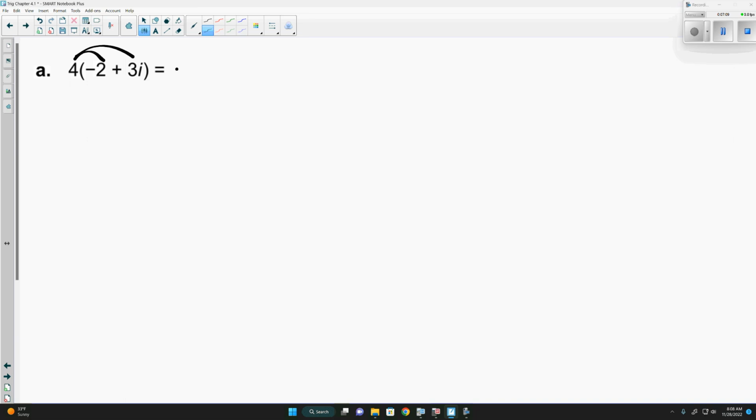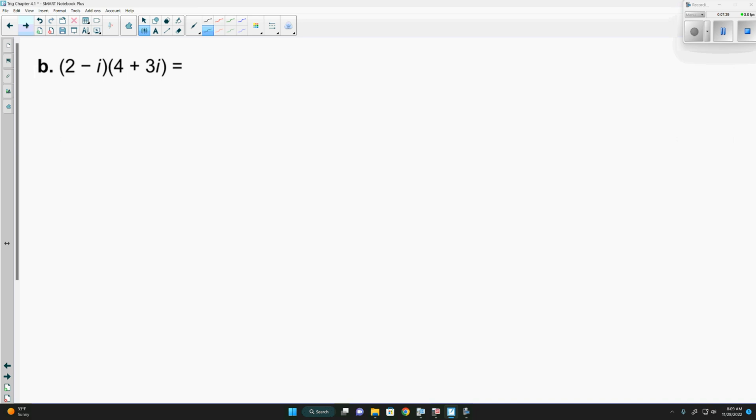4 times negative 2 is going to be negative 8. 4 times positive 3i is going to be plus 12i. And that's it. And the big thing with multiplying, we just need to make sure that the power of i is not greater than 1. If it is, we'll have to simplify it down.